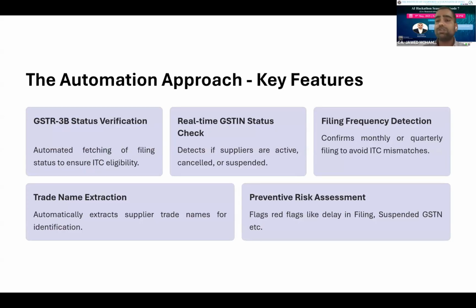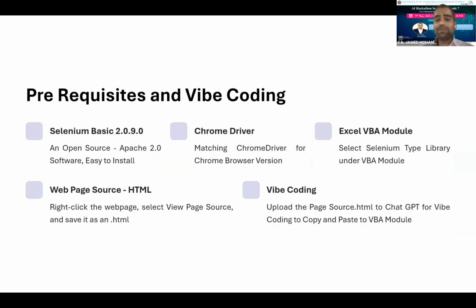It also allows us to pull in the filing frequency of the particular supplier. Then there are a lot of other forms where the trade names of the suppliers are not mentioned, only legal names are mentioned. So this tool can be used to pull in the GST trade name also. With all these, we can check the financial health of our supplier, and it is a kind of preventive risk assessment tool. Before demonstrating the tool, what are the prerequisites and what is vibe coding?